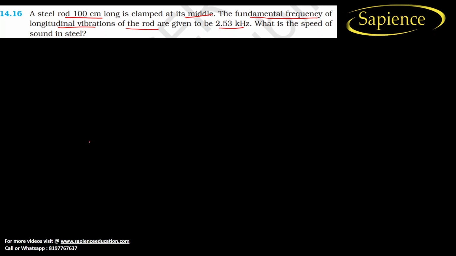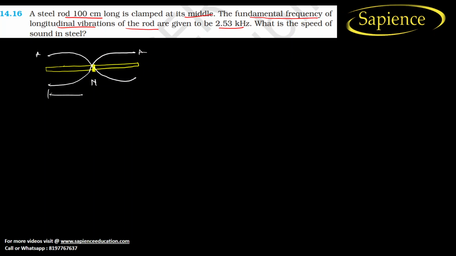See, there is a steel bar, and we will clamp it here at the middle point. So what will happen? It will try to vibrate when we give a jerk or anything. The vibration will create a node and antinodes like this. So from here, this is a node, and these are antinodes.